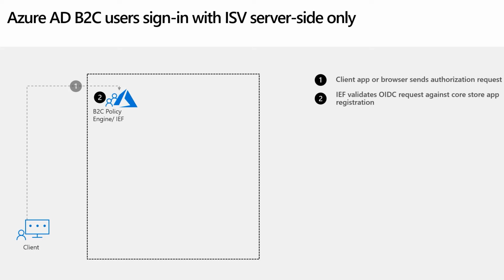Followed by step 2, the policy engine validates the OIDC request against the core store app registration within Azure Active Directory. Then in step 3, the policy engine executes the B2C policy URL. Policies are stored in the Azure Blob storage, partitioned by the tenant. The policy engine evaluates the specified p parameter that was provided earlier into memory and sequentially executes the following steps.